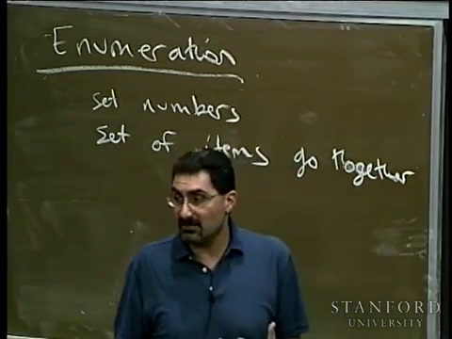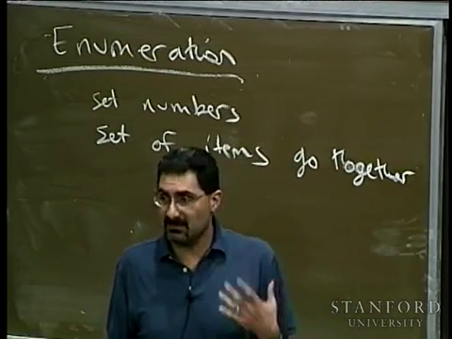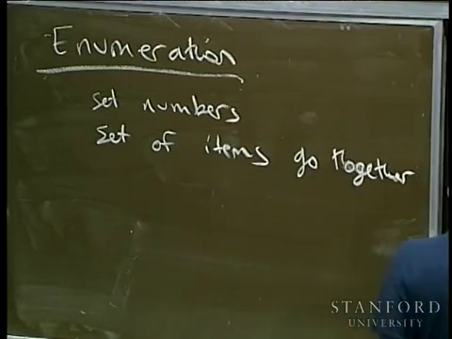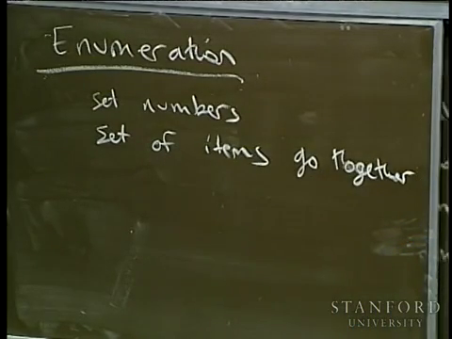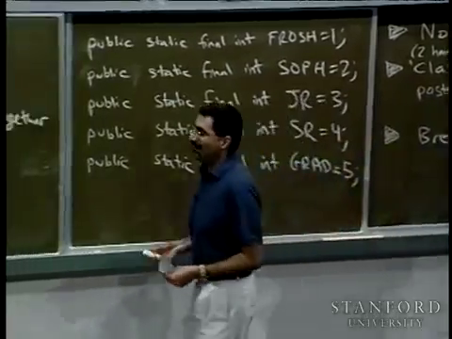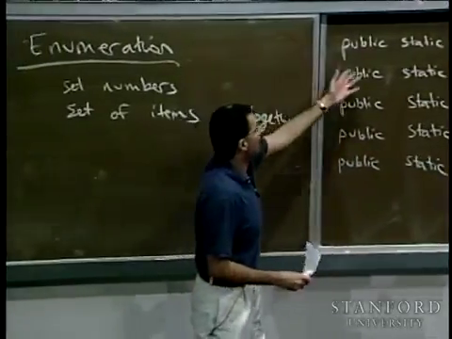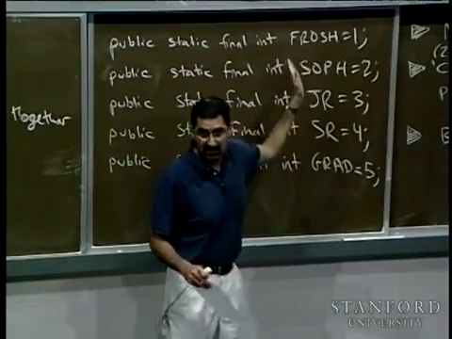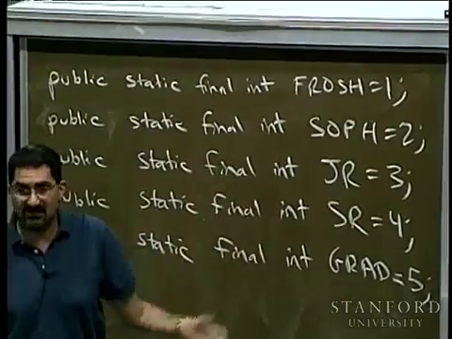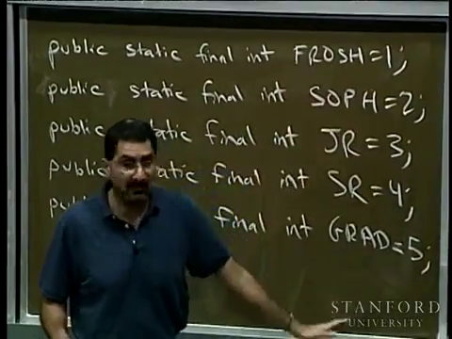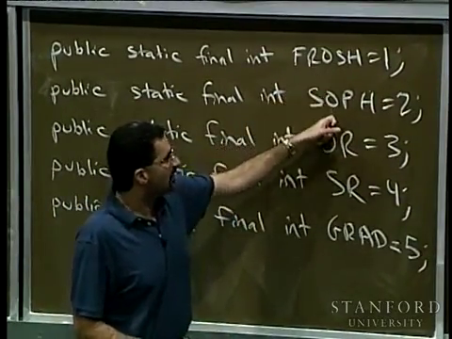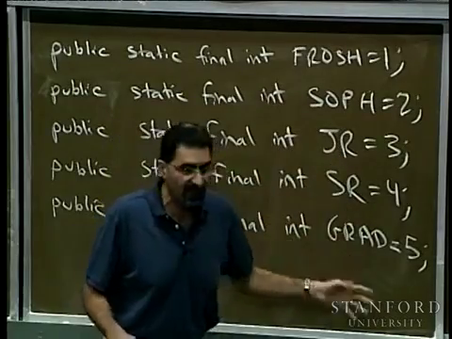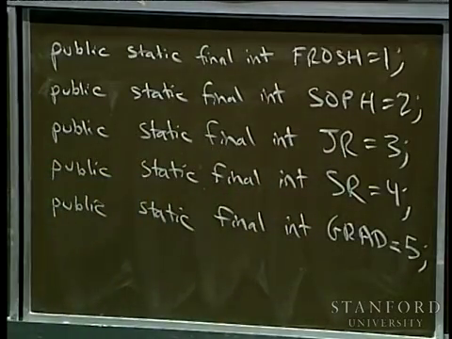And so one way we might do this in Java, for example, is just to have a series of constants that are integers. So we might have some constant, public, static, final, int, and if we're going to do an enumeration, oftentimes we just use integers to refer to each of the individual items, and we just count them up. So frosh would be 1, sophomores 2, juniors 3, seniors 4, grad is 5. That's just what year you might be in school.